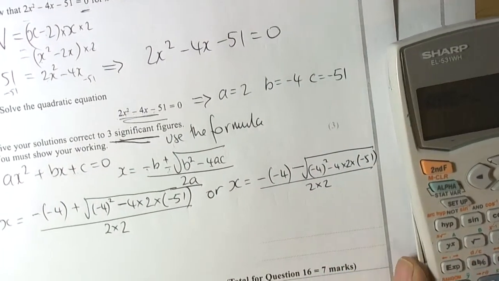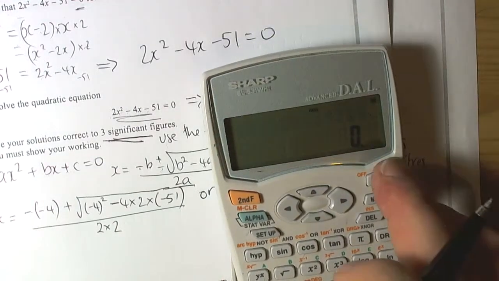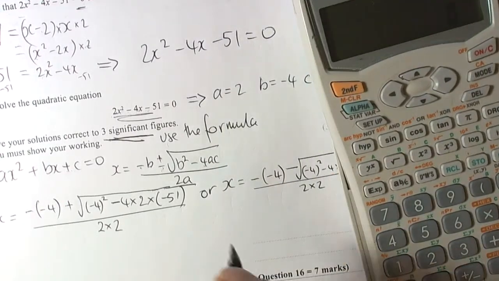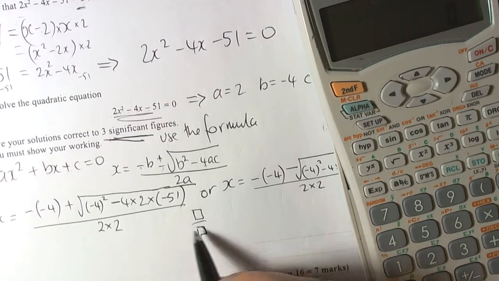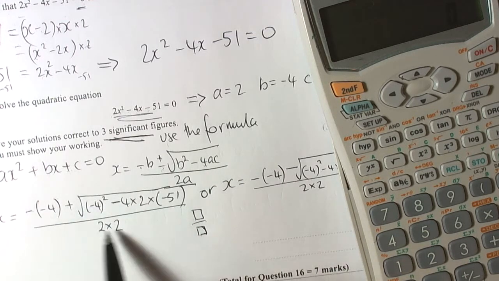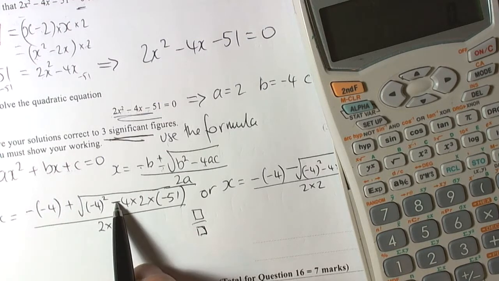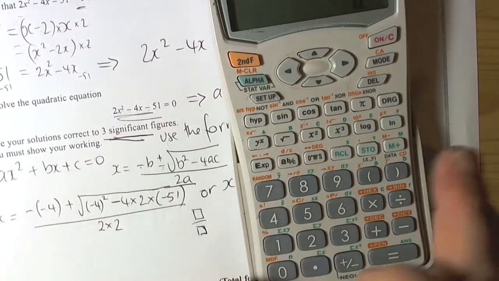Now there's lots of different calculators out there, guys, so I tend to use this one because I'm used to it. I've had it a few years now, but if you've got a fraction key that looks like a box, then of course you can press that and just type in exactly what you see here, being careful to use negatives when you need to and takeaways when you need to.